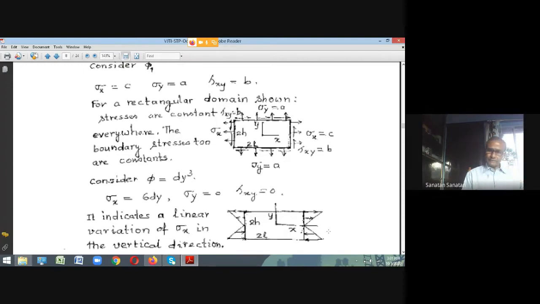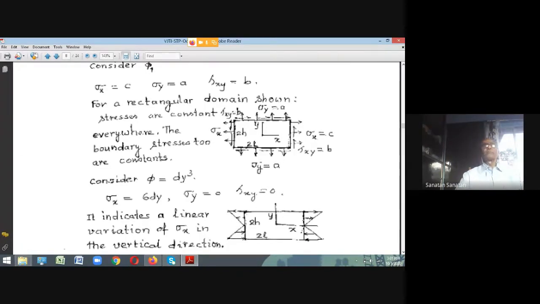If you consider a rectangular plate subjected to pure bending at the edges, then the stresses are given by the stress function phi equal to dy. This is the case of pure bending of a plate, where a pure bending moment is applied at the edges. Here some moment is acting clockwise, and here some moment is acting anti-clockwise, and that's what is giving this linear stress variation.